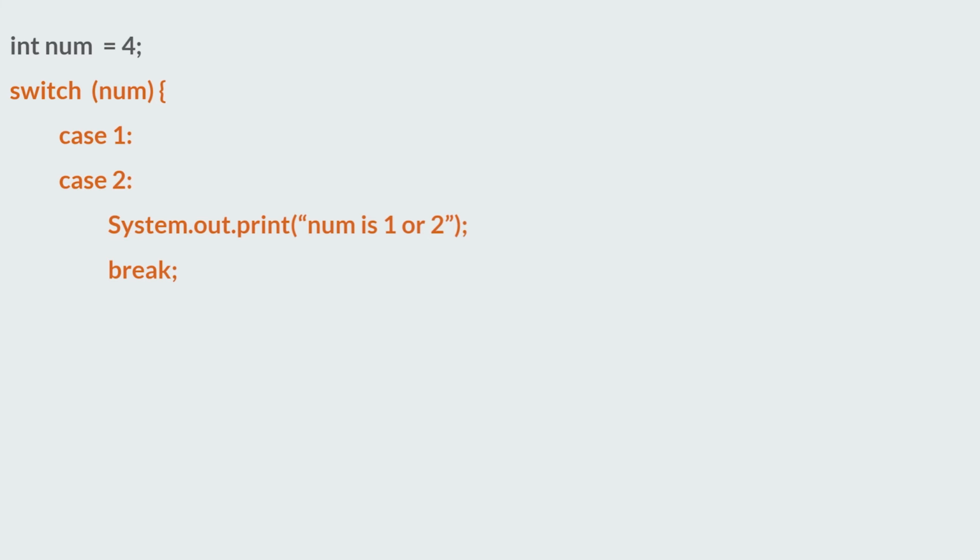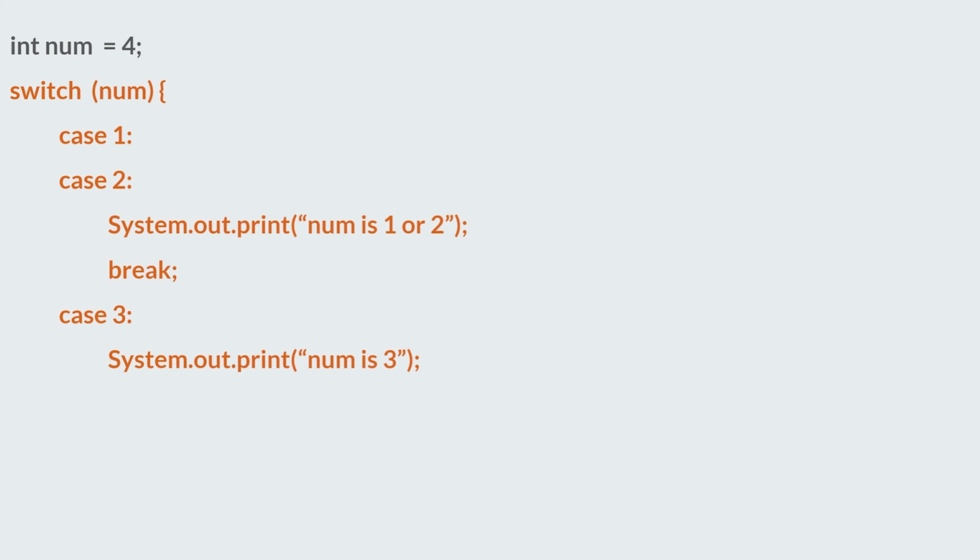For example, if you had case 1, case 2, and case 3, and case 3 had some code, but case 1 and case 2 don't have any code, then case 1 and case 2 will all run with the code from case 3. In this case, if num is 1 or 2, then we're going to end up printing num is 1 or 2 and then breaking out of the switch statement.